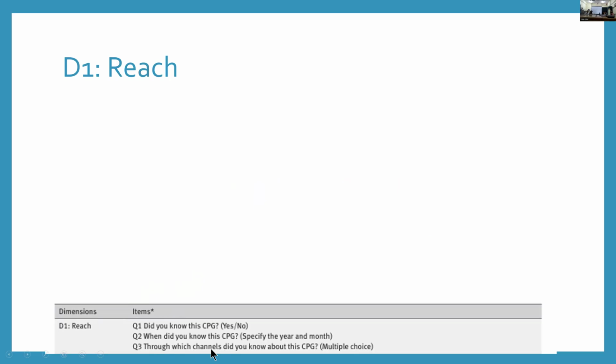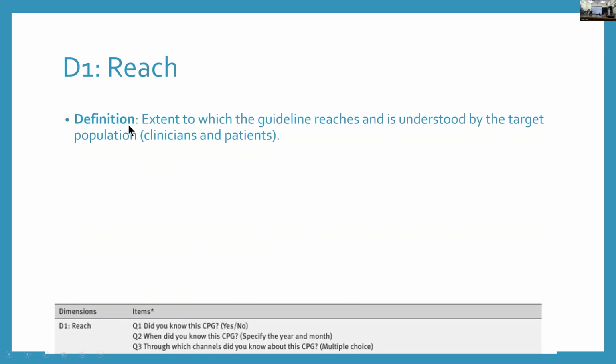This has 3 questions. The first question's definition is the extent to which the guideline reaches and is understood by the target population. We will do it in 3 ways. We will see how it is supposed to be reported in the checklist, how it is given in the current guideline, and what inference we can draw. So first, did you know about this clinical practice guideline? Based on the tool, it has to be answered yes or no and given details.